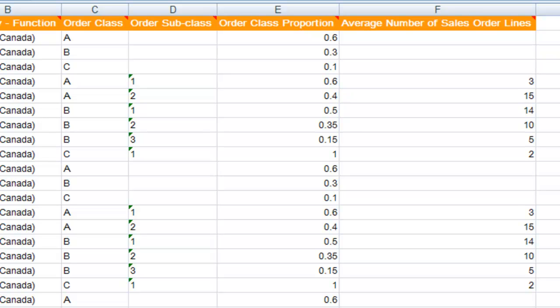Order class proportion indicates the projected proportion of the total demand in the network node that an order class will consume. It is also used to indicate the projected proportion of the total demand in the order class that an order subclass will consume. Average number of sales order lines indicates the average number of SKUs ordered for this order subclass.